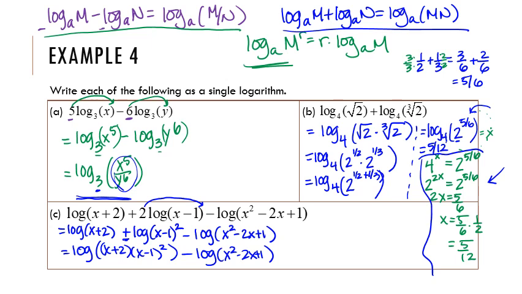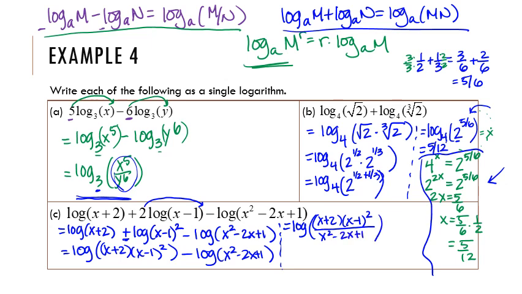Okay, so now I can actually do the division property. So that gives me the log of x plus 2 times x minus 1 squared all over x squared minus 2x plus 1.